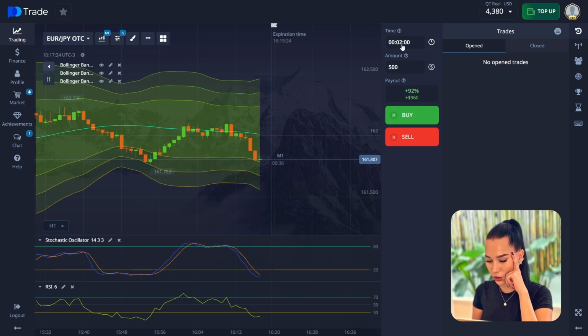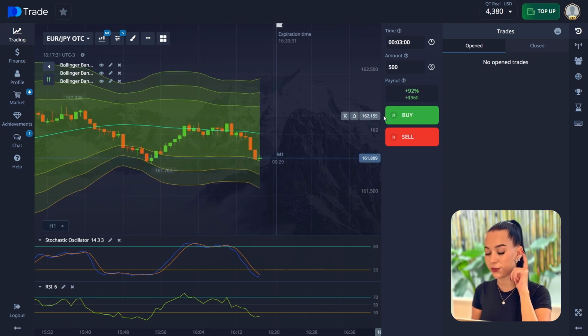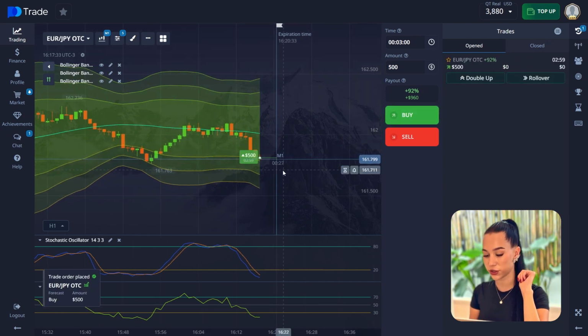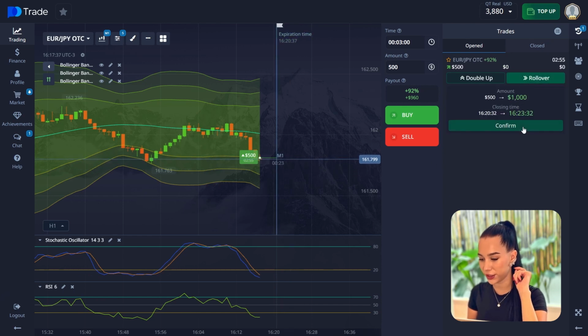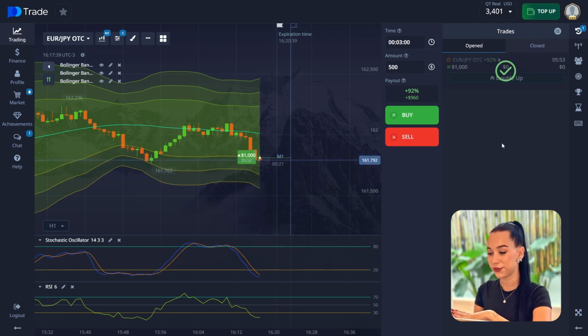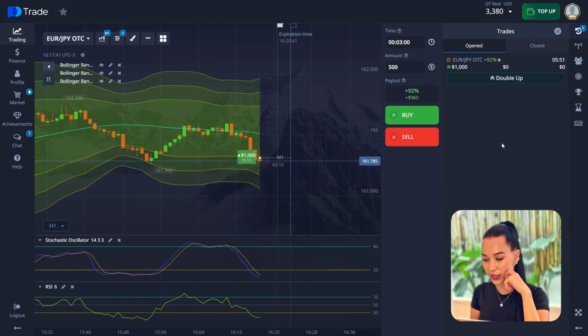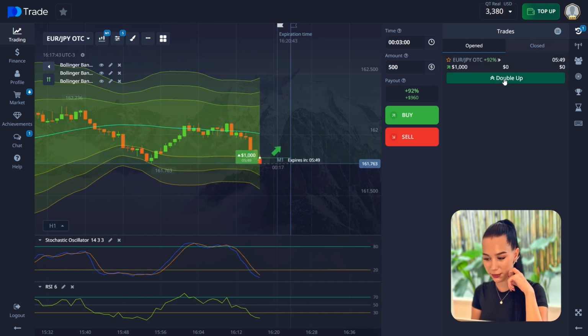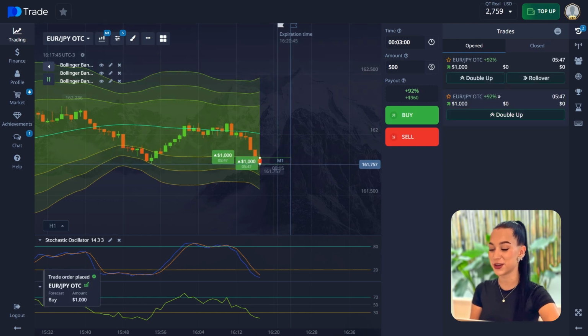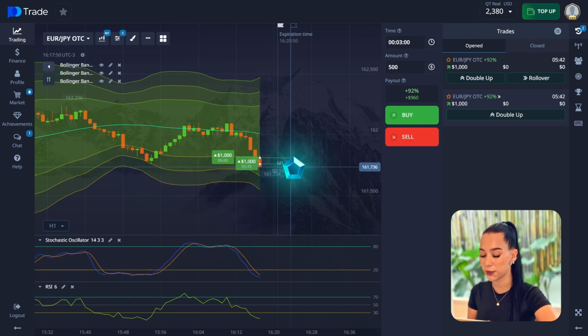Let's change the time here to 3 minutes. Here is also a pretty good situation. We opened a buy trade here for 3 minutes for $500 as well. And while we have a chance, we're going to open the rollover here, and we can see that we have another 3 minutes on our trade. And also actually we can open a double up here. Why not? I will show you everything today, double up and rollover. I already had videos about this.